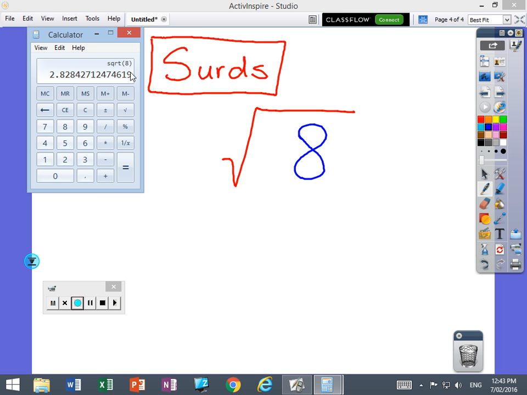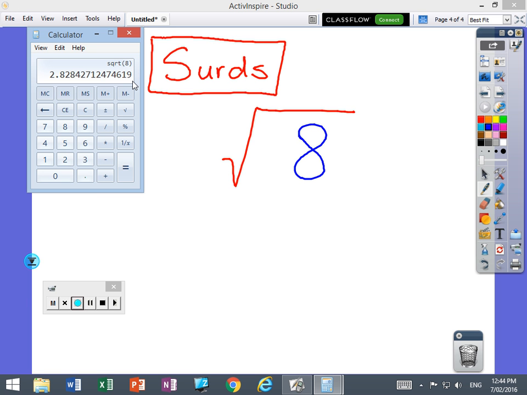2.8284271 and so on. Now, there is no pattern in that at all. They almost look like random numbers. Now, this also only stops at 619 over here because it's run out of space on the calculator. That will go on forever. This is an example of an irrational number.